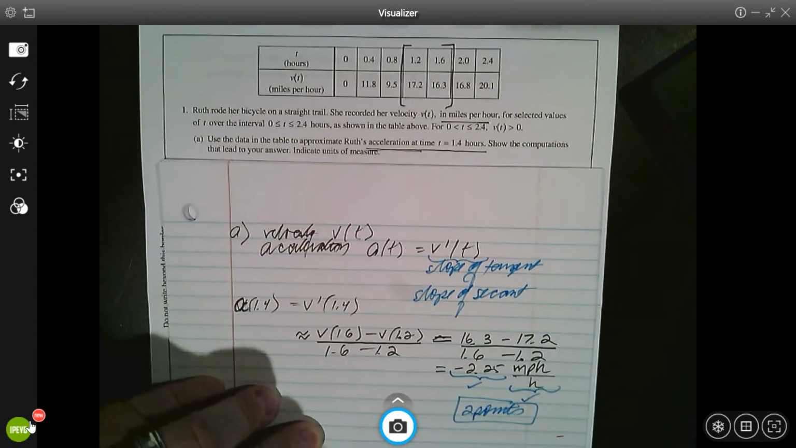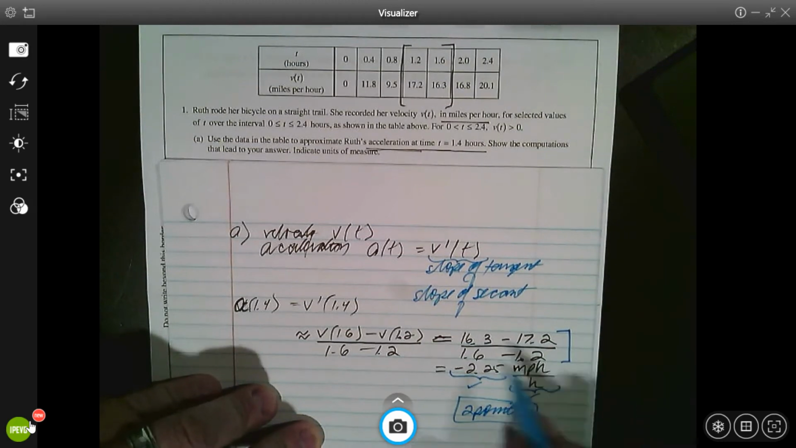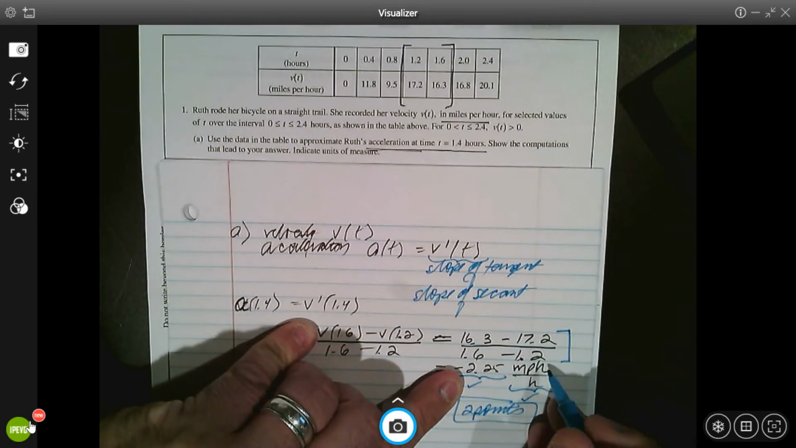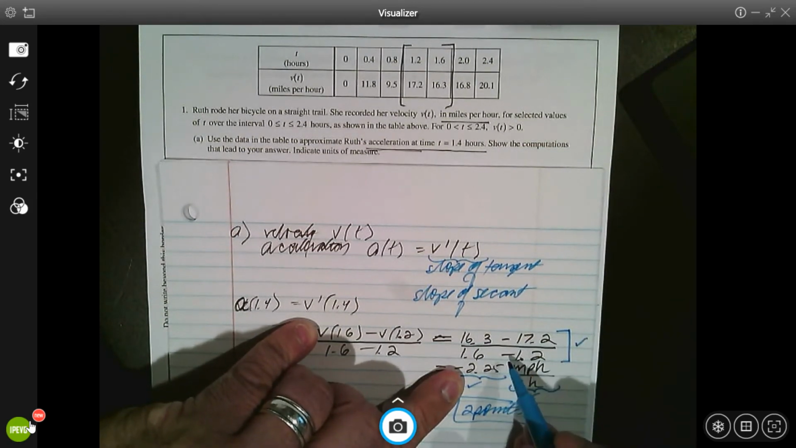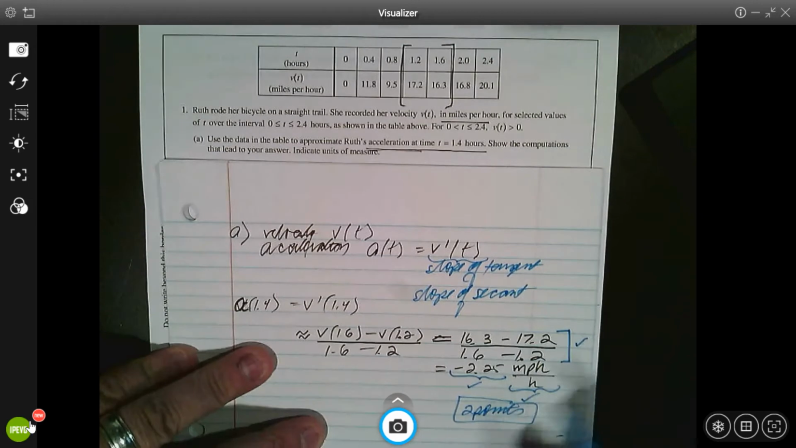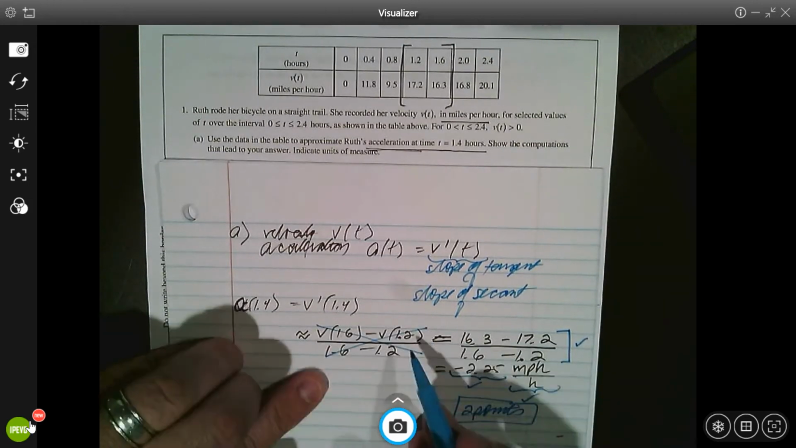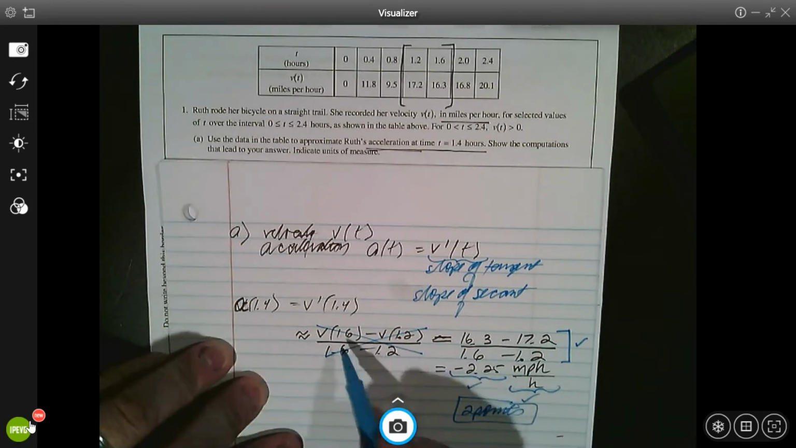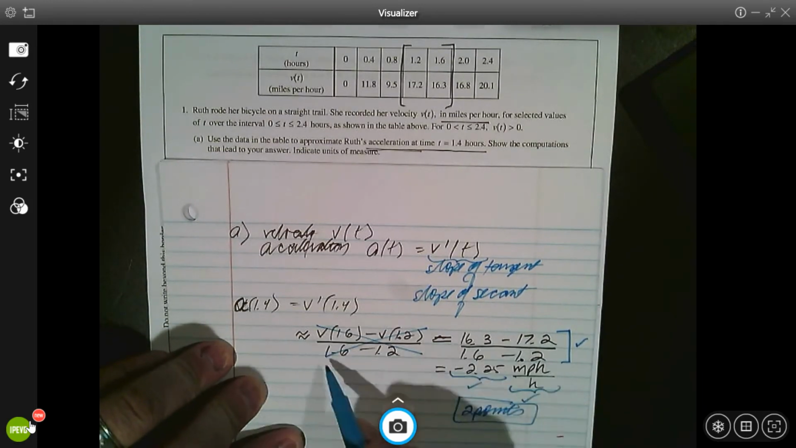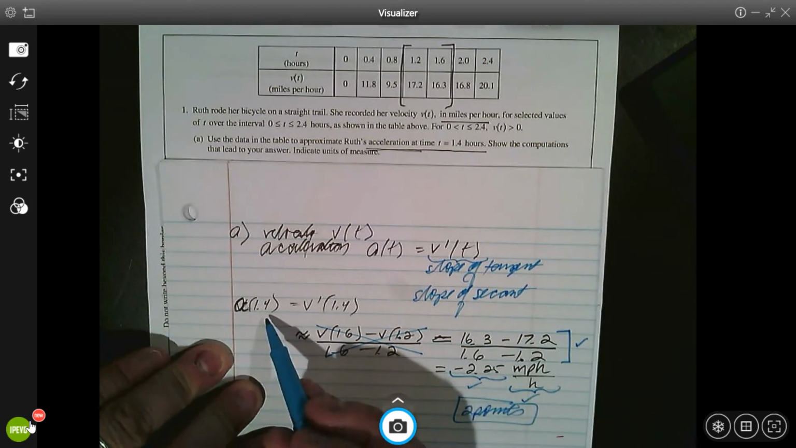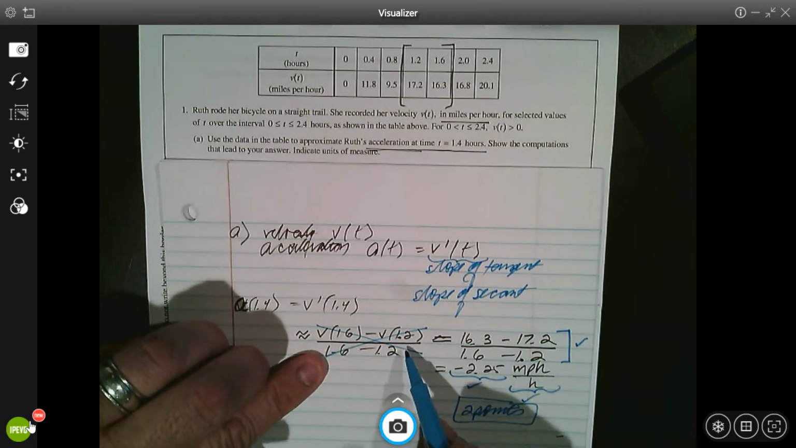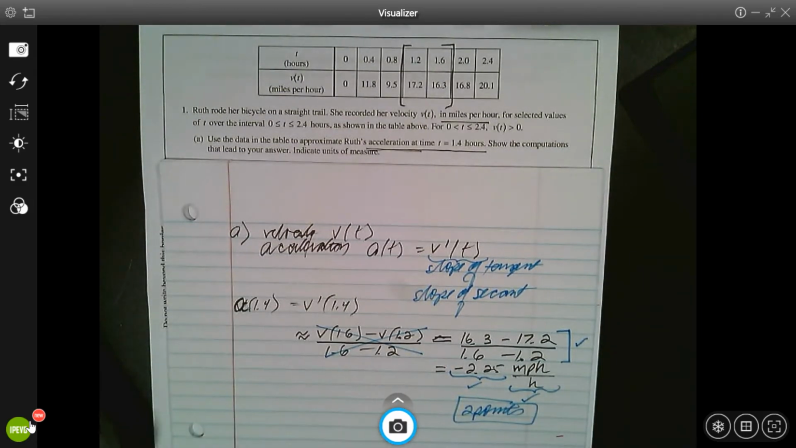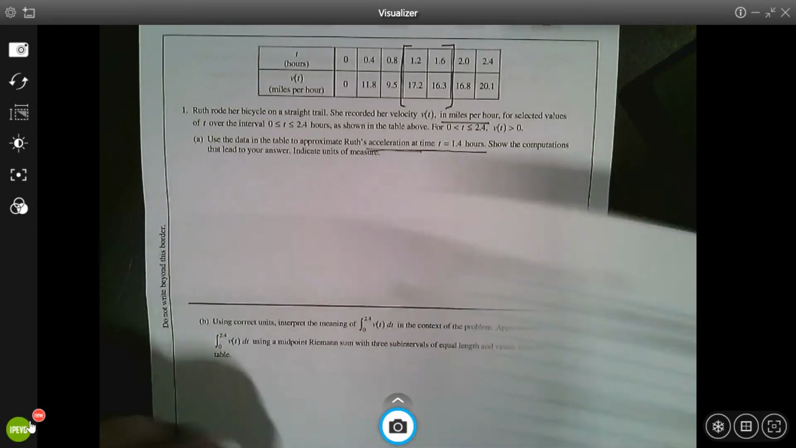Couple things I want to point out is you could have stopped at this expression 16.3 minus 17.2 over 1.6 minus 1.2. That's a safe stop because everything is a numerical value. You cannot stop here because you still have the velocity at 1.6 and the velocity at 1.2. You want to show this work so that the College Board understands that you know to approximate acceleration, you look at change in velocity over a time interval, and you can stop here. Okay, so that's part A. Let's look at part B.